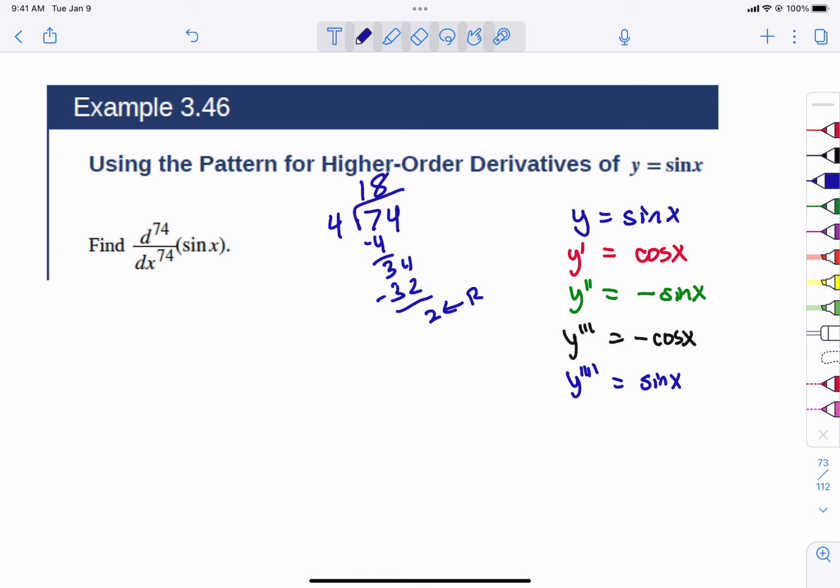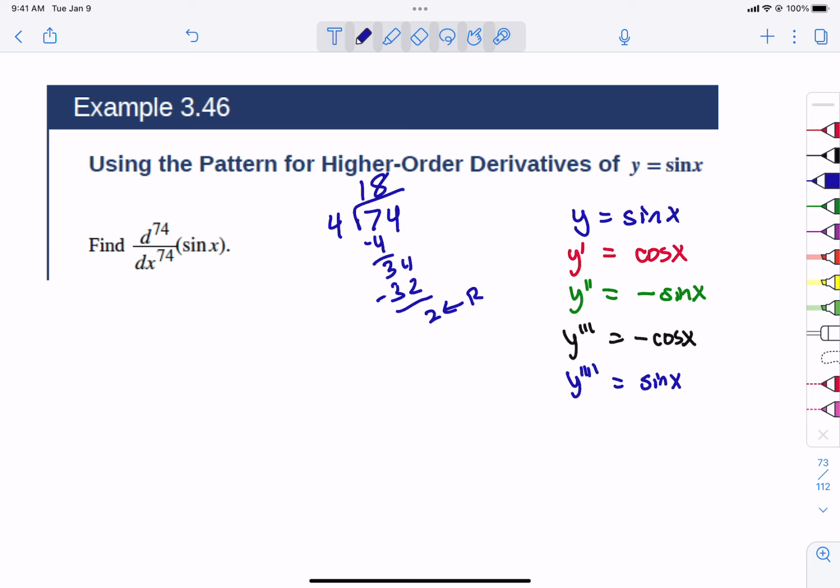Okay. So let's think about it. The first 18 sets of 4 that I do, we're always going to jump back to sine again. We're going to be right back to where I started. You're going to take the remainder and then that's going to be which derivative.